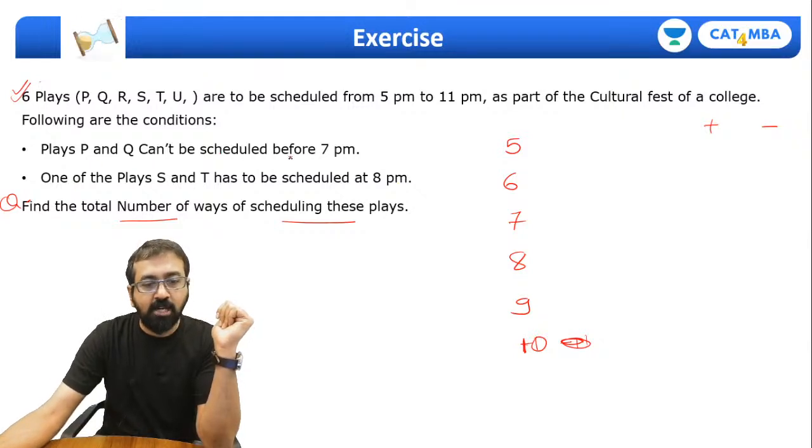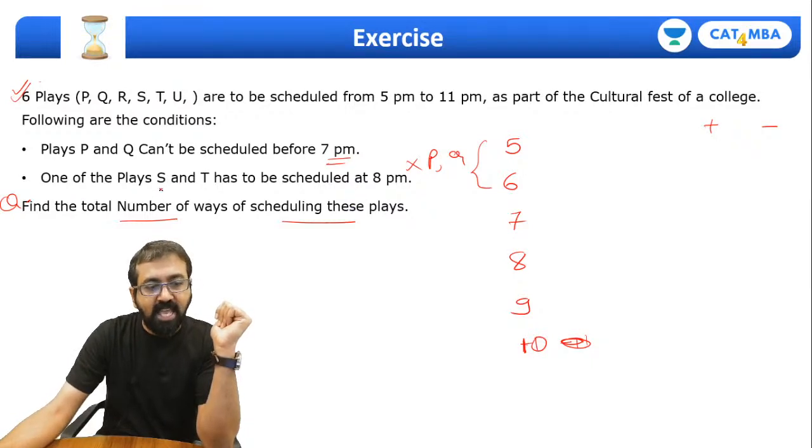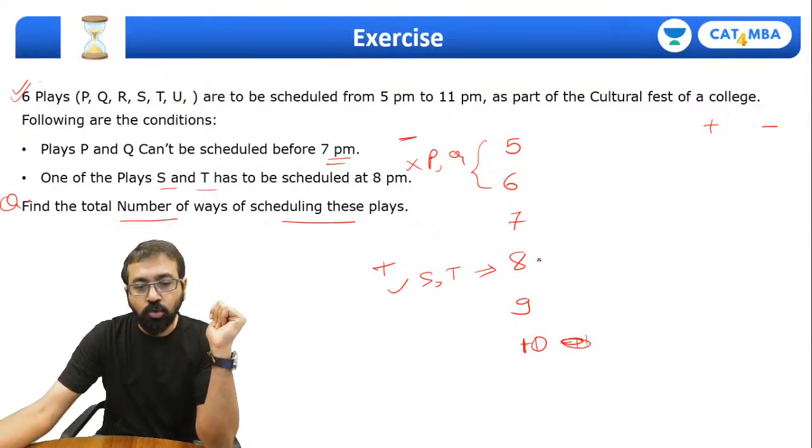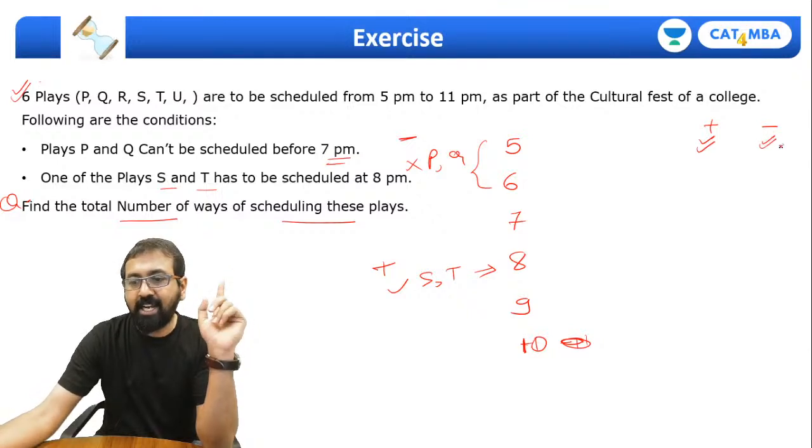P and Q can't be scheduled before 7 p.m. That means here we can't schedule P and Q. P and Q can't come over here. Then one of the plays S and T has to be scheduled at 8 p.m. So S and T, one of them should be scheduled over here. So this is called a positive constraint. This is called a negative constraint. So first we'll go ahead with the positive one, and then we'll go ahead with the negative one.